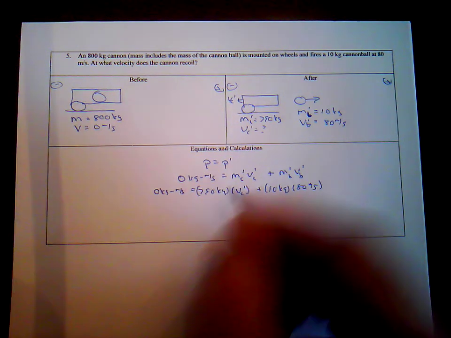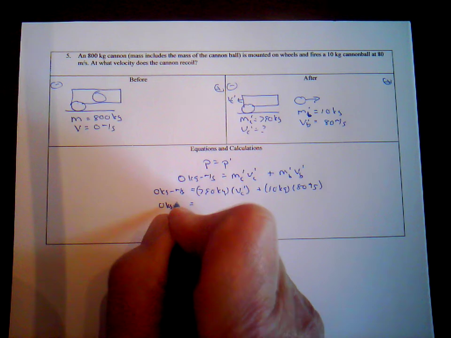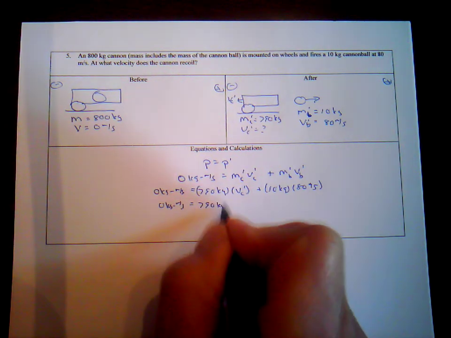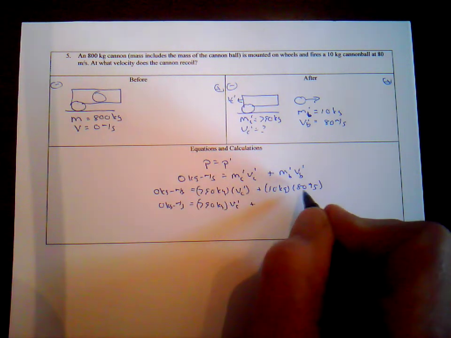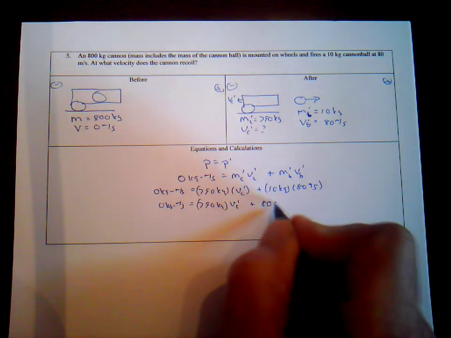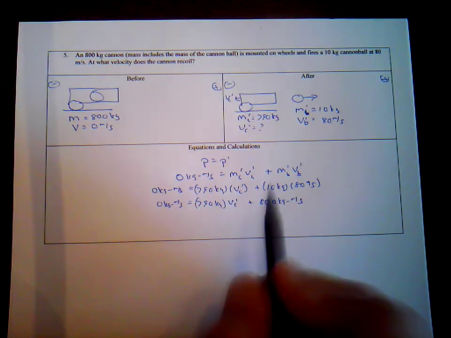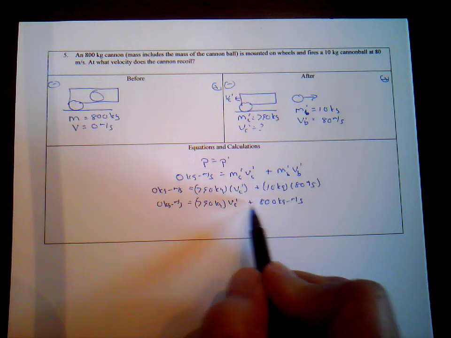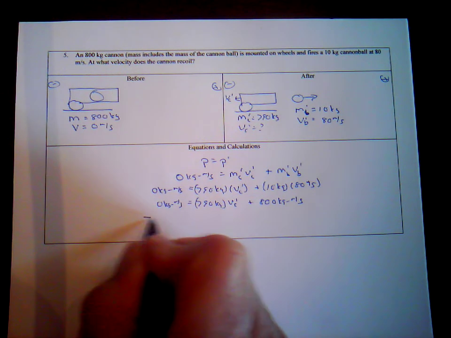I'll go ahead and do this in steps so you make sure you understand how this works. It's still going to be 0 kilogram meters per second. This is still 790 kilograms times the velocity of the cannon after the collision. And 10 times 80 is 800 kilogram meters per second. We're solving for this variable, so we have to get rid of this 800 kilogram meters per second. This is plus 800, so we have to subtract it from both sides. So this is going to be negative 800.